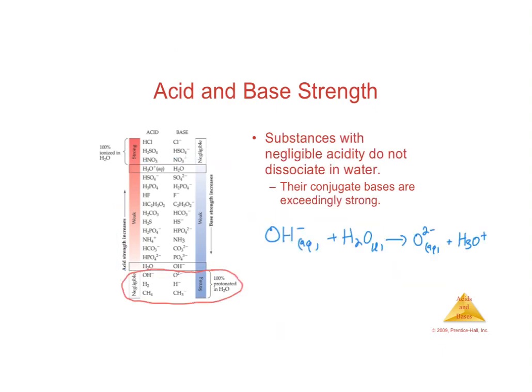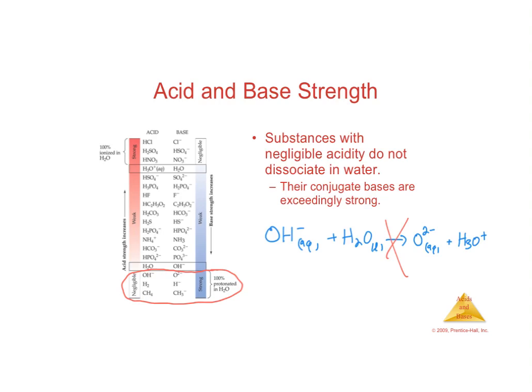So, an acid that's considered negligible. In theory, let's take hydroxide. We can write this equation as hydroxide acting as a Bronsted-Lowry acid, water being the Bronsted-Lowry base, and it can donate its proton to water to form hydronium and the oxide anion. But because this is a negligible acid, it doesn't want to donate that proton. In fact, it's not going to donate that proton. This reaction does not happen.